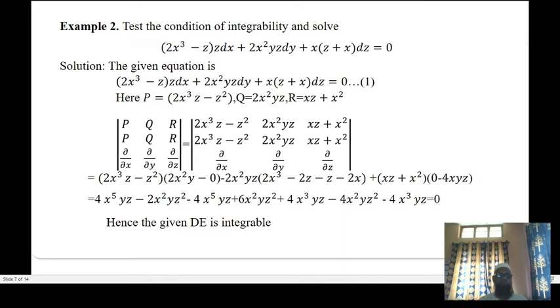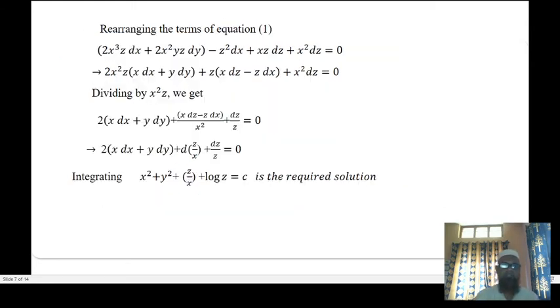So del by del x of 2x^2 yz: x^2 is 2x, so 2 into 2, 4, minus 4xyz. Simplifying, 4x^5 yz minus 2x^2 yz^2. Here minus 4x^5 yz plus 6, that is minus 2z minus z is minus 3z. So minus into minus, plus 6x^2 yz^2 plus 4x^3 yz minus 4x^2 yz^2 minus 4x^3 yz. We can easily see that all the terms cancel, equal to 0. Hence the given differential equation is integrable.